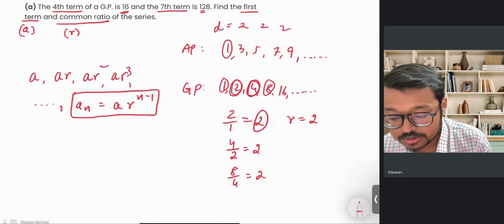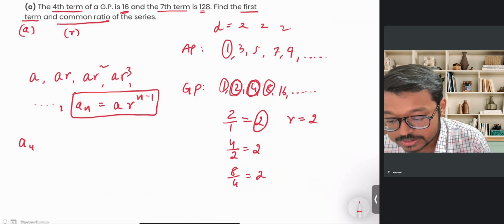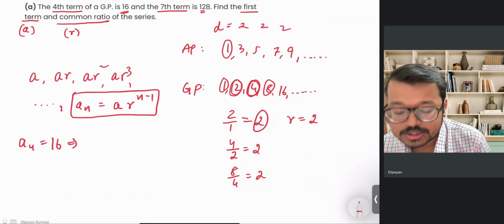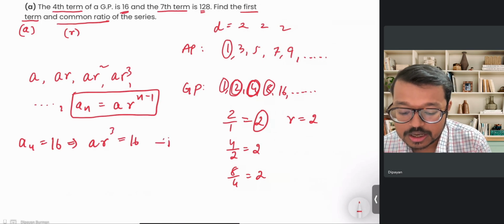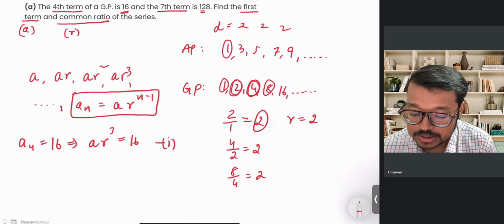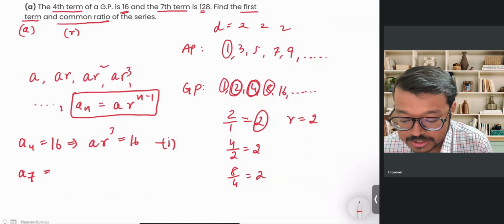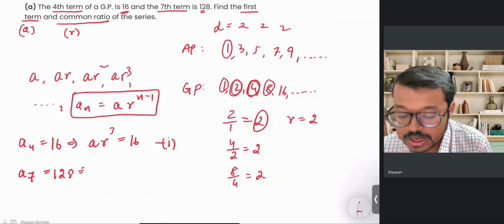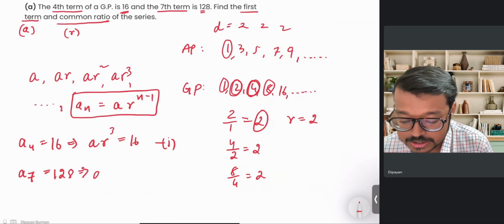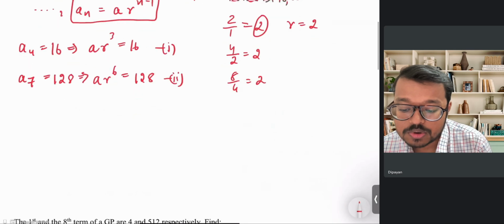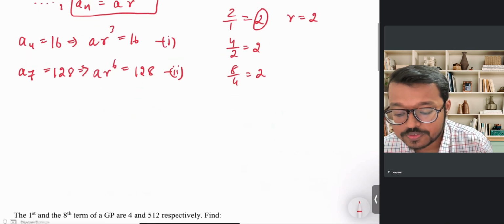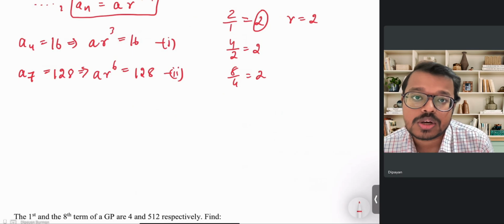So in this question, the fourth term, which is A4, is given as 16. So that means A4 can be written as A into R to the power of 4 minus 1, that is 3. And this is 16. This can be the first equation. Then the seventh term, A7, is given as 128. So the seventh term can also be written as A R to the power 7 minus 1, that is 6. And that is 128. This is equation 2. Now I want to find the values of A and R. They are the two unknowns.